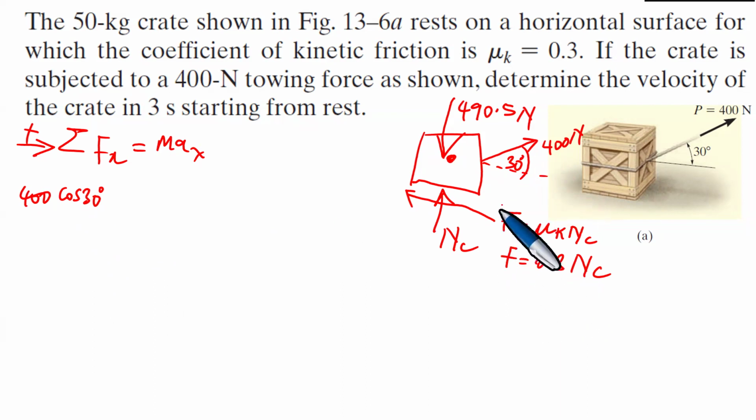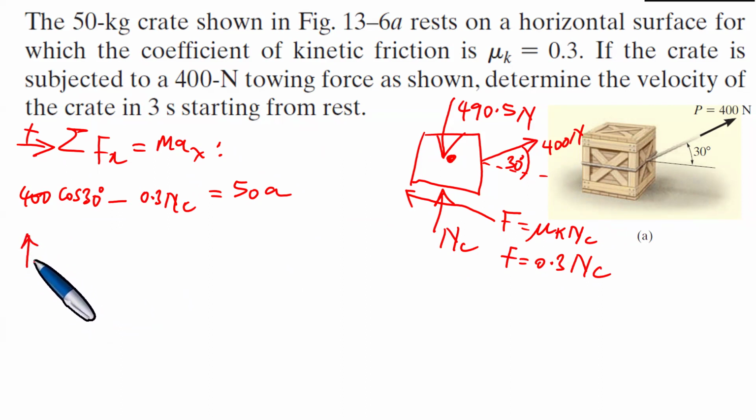But the friction, if this is pulled to the right, opposes the motion. So the friction is going to be in the opposite direction, making it negative 0.3 N sub C. And this must be equal to m a, and therefore the mass is 50. The acceleration, we're just going to call it a. So this has to do with the horizontal force and the horizontal motion in the direction of the applied 400 Newton force.